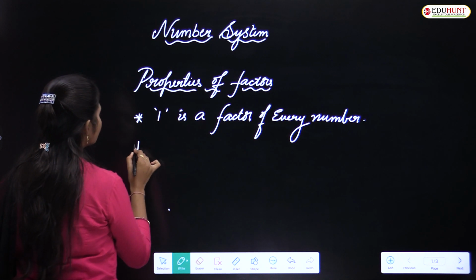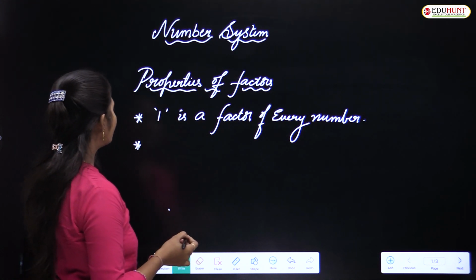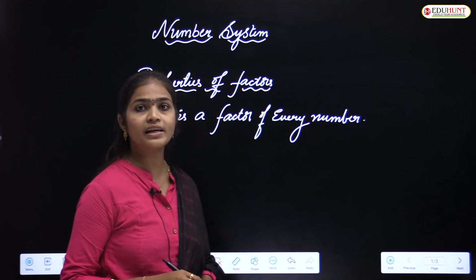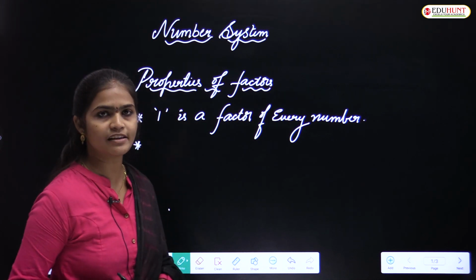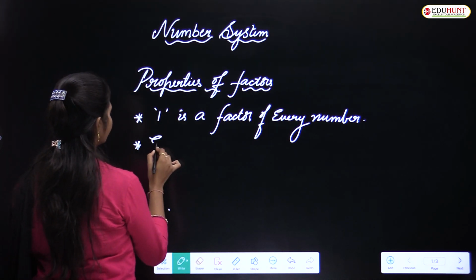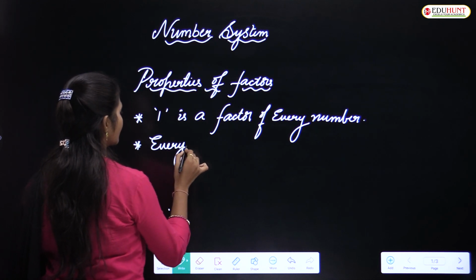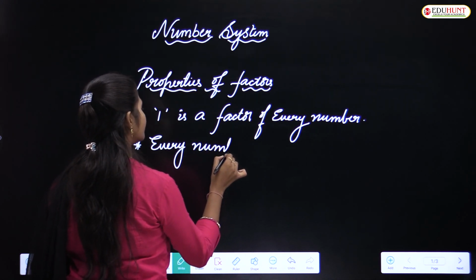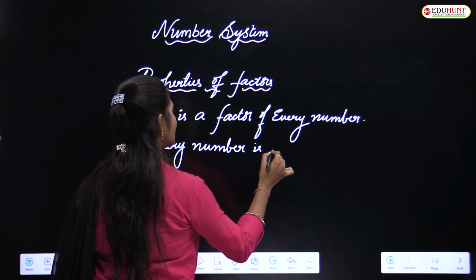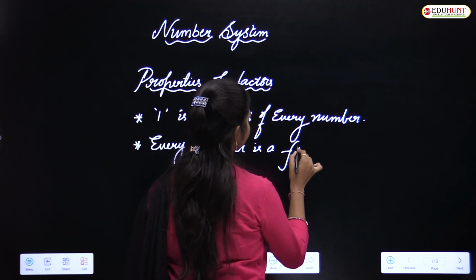Okay, next the second one: a number is a factor of itself. Every number is a factor of itself.